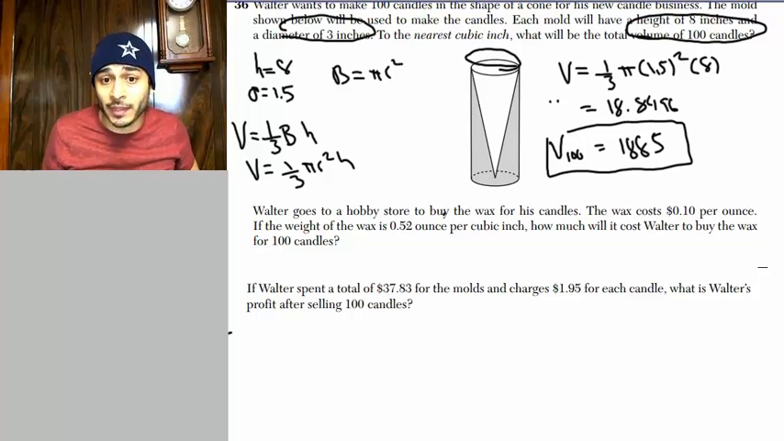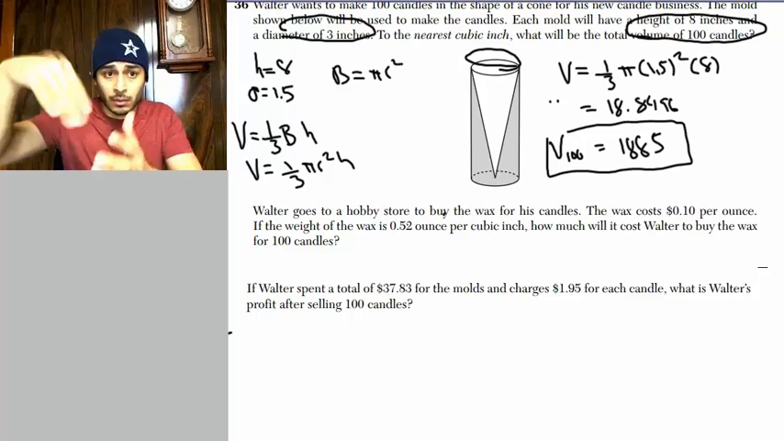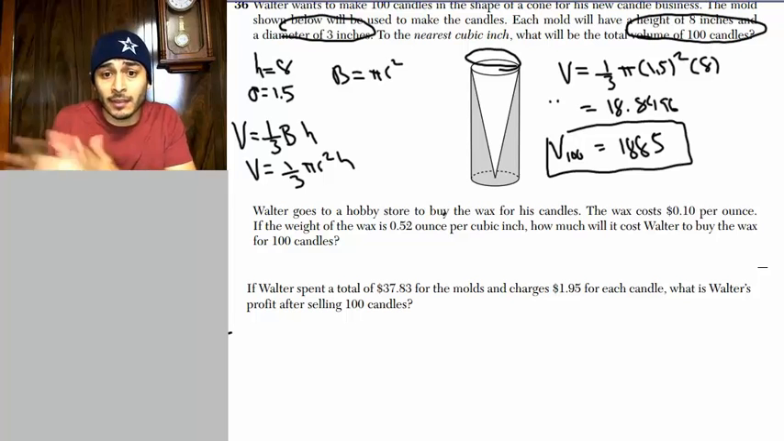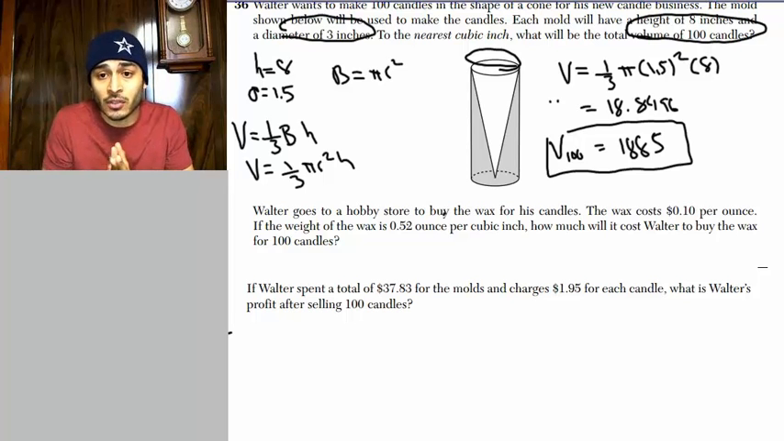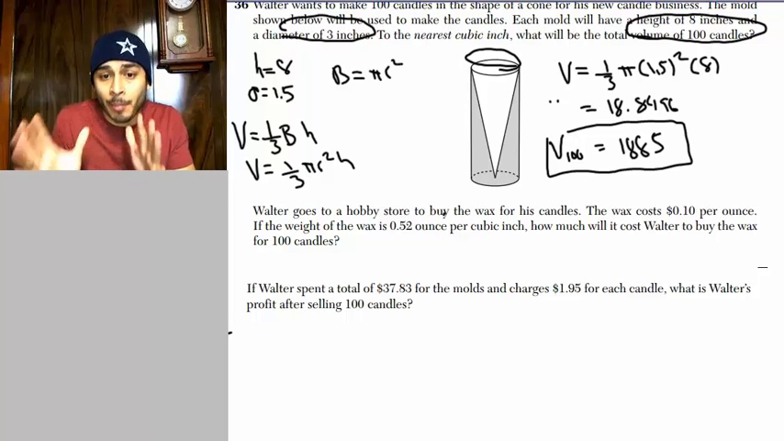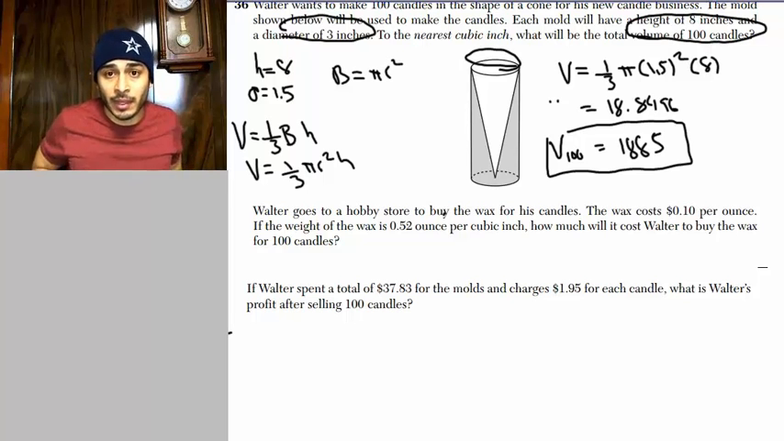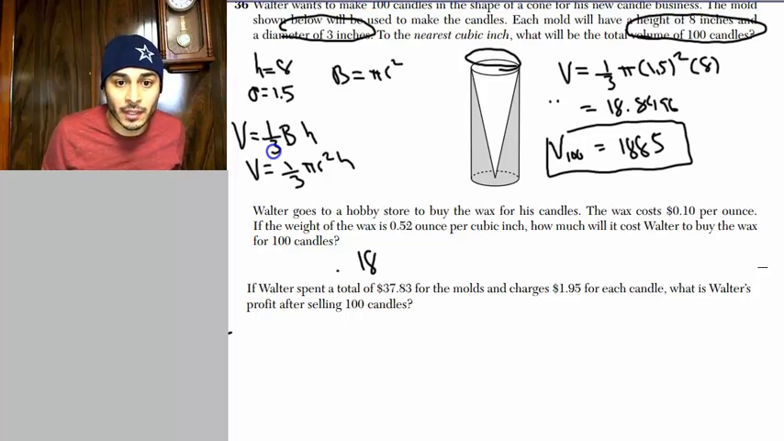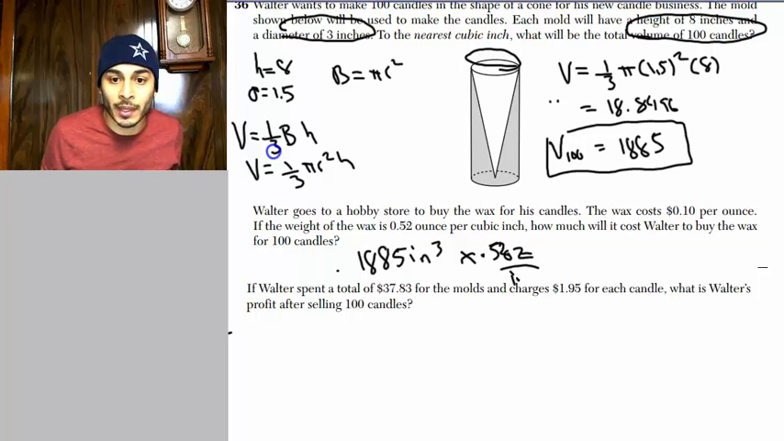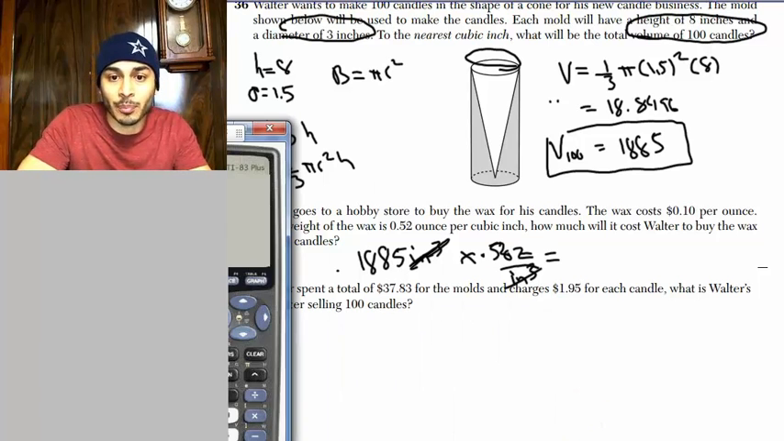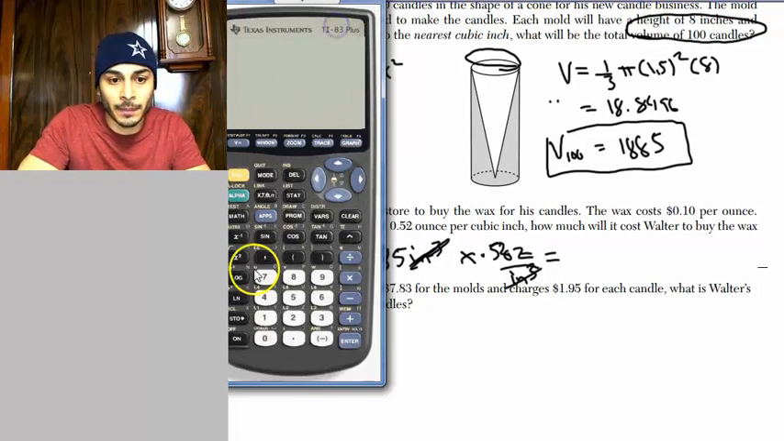And we know the density, the weight of the material going into the candles, is 0.52 ounces per cubic inch. So all I need to do to get the total weight is multiply 1885 by 0.52, and that will give me the answer. So I have a volume of 1885 cubic inches, and I'm going to multiply that by 0.52 ounces per cubic inch. What cancels out is the cubic inches, and I'll be left with ounces, which tells me the total weight. So what is 1885 times 0.52? Let's get our calculator to do that.